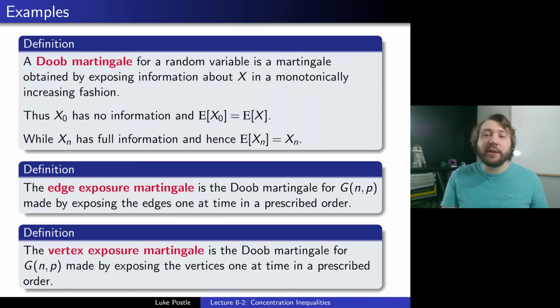And similarly, there's something called the vertex exposure martingale, which is the Doob martingale for G(n,p), made by exposing the vertices one at a time. And what do I mean by that? Because the vertices aren't the trials, I would mean the edges incident with a vertex to previously exposed vertices. So I kind of think of exposing subgraphs in a nested fashion. So of course this would just be a special case of the edge exposure martingale.